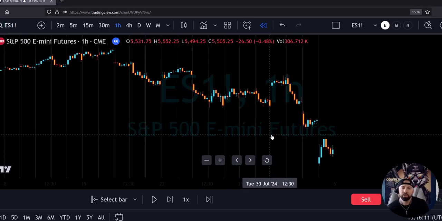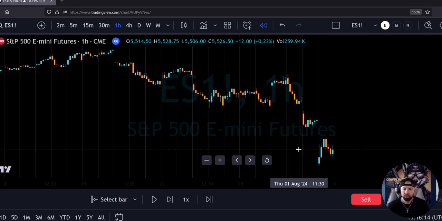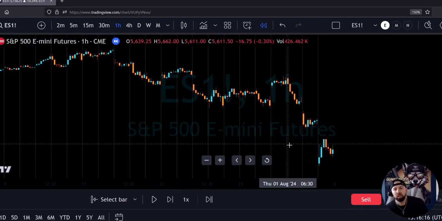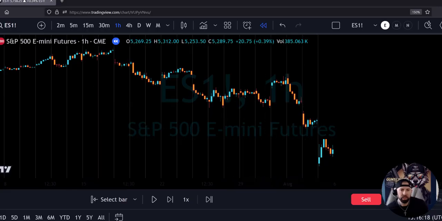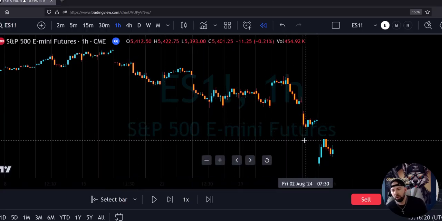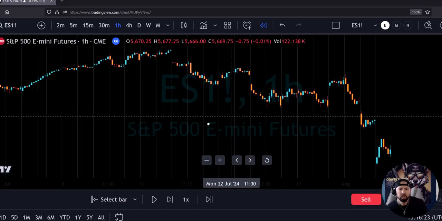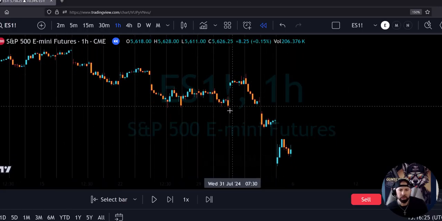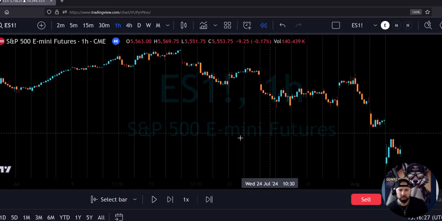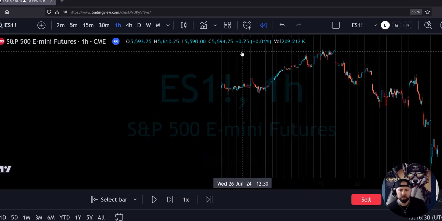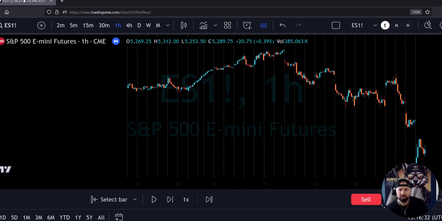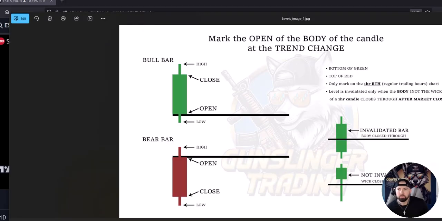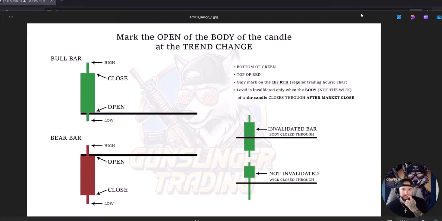And I'm going to show you there are 2 ways to mark your hourly levels, the key levels first. You work right to left, and then you work left to right, depending on where in the chart you are starting to mark. So here's ES on the hourly with regular trading hours on only. And what I want you to understand is that, first of all, these levels are based off of the open of the candle at the trend change. And I'm talking about the open of the body.